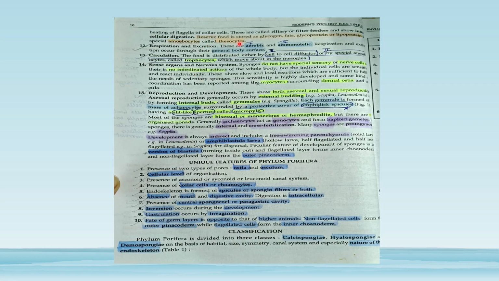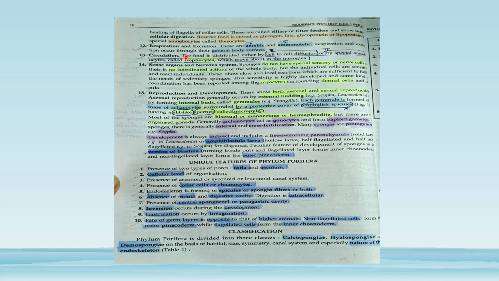Okay, or collar cells. These are called ciliary or filter feeders and show intracellular digestion. What kind of digestion do they show? Intracellular, that is within the cells. Reserve food material is stored as glycogen, fats, glycoprotein, or lipoproteins, that is lipids and protein. Special amoebocytes called thesocytes are also present.